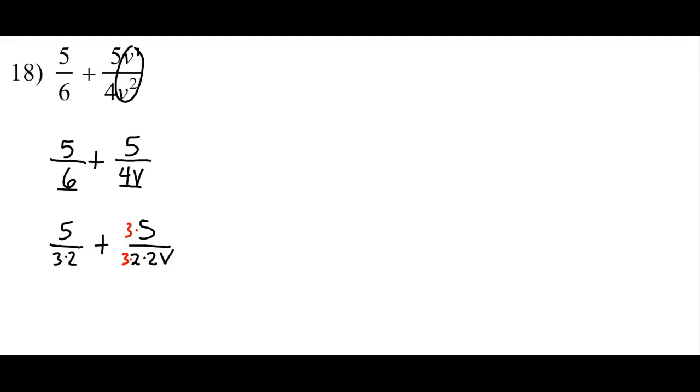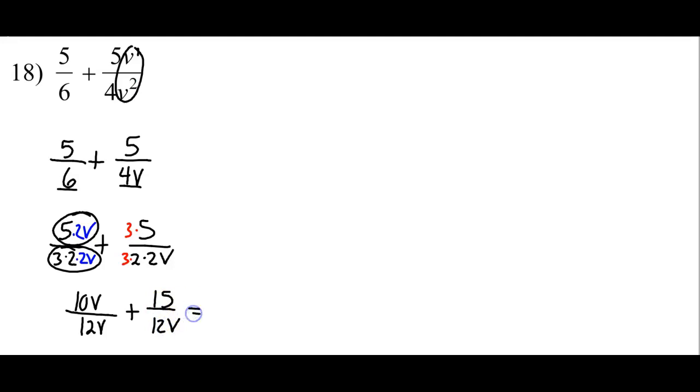Notice that the right side has 2 2's, but the left side only has 1. So this one needs another 2 to match the other side, and it also needs a v to match the other side. Now they have the same denominators, a 3, 2 2's, and a v. So now we're going to put these pieces together. 5 times 2 times v is 10v. This is 12v. This is 15, and this is 12.